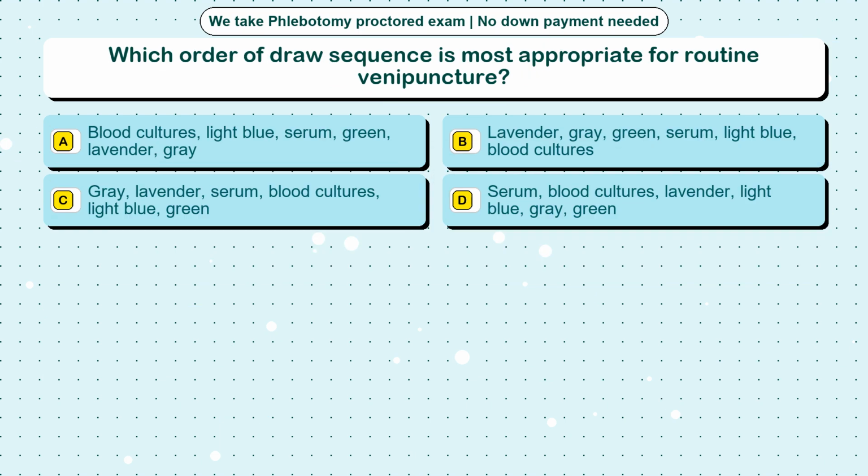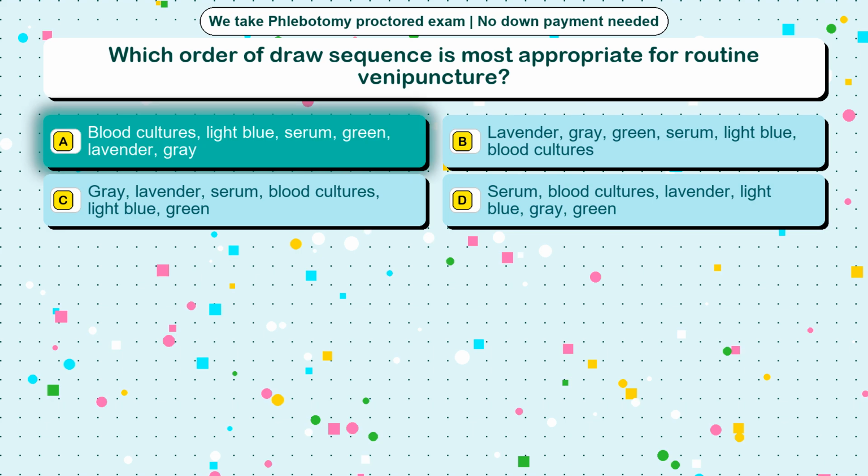Question 47. Which order of draw sequence is most appropriate for routine venipuncture? Option A, the blood cultures, light blue, serum, green, lavender, gray. Option B, lavender, gray, green, serum, light blue, blood cultures. Option C, gray, lavender, serum, blood cultures, light blue, green. Option D, serum, blood cultures, lavender, light blue, gray, green.